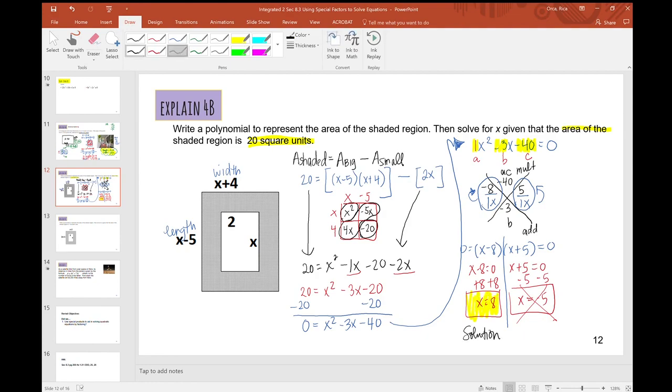Let's go ahead and check our work, class. So we know that the area of the shaded region is 20 square units. Okay, let's find the area of the big rectangle and the area of the small rectangle and subtract them.